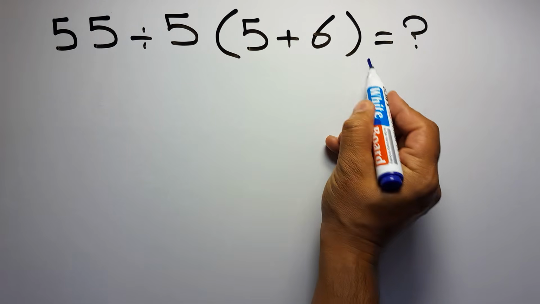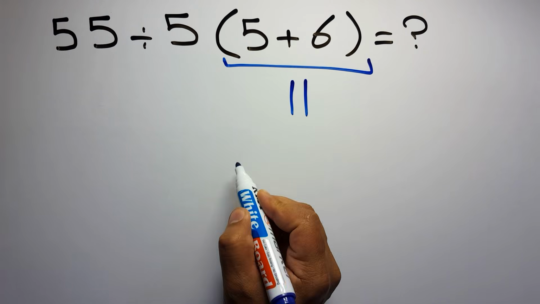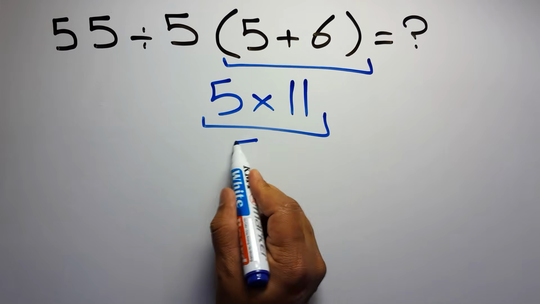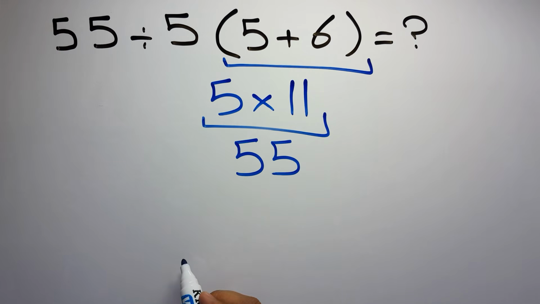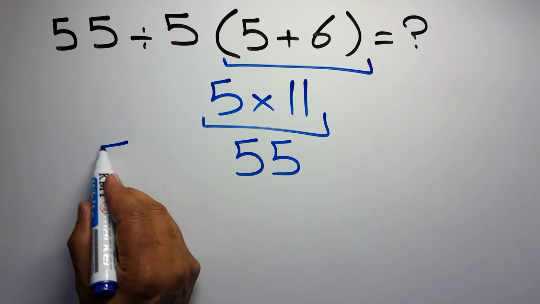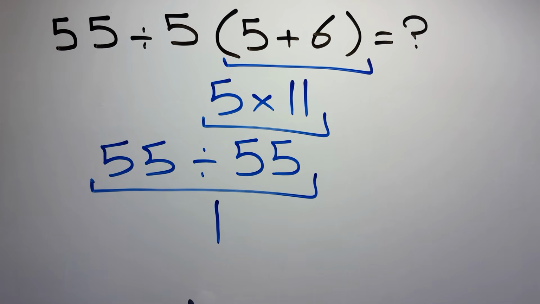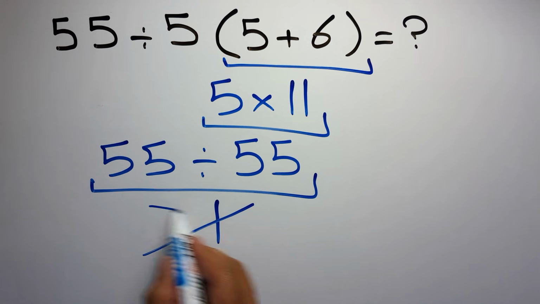5 plus 6 gives us 11. And the 5 times 11 equals 55. So 55 divided by 55 is just 1. But this answer is not correct.